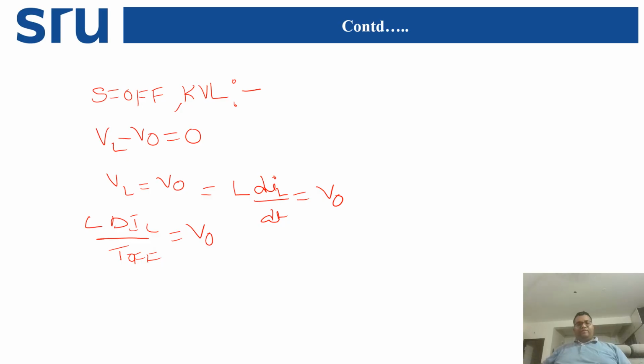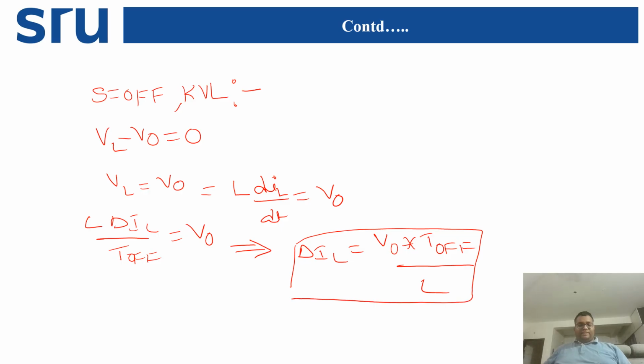Now from this, how can we write delta IL? One minute, I will indicate it in a clear manner. Here delta IL we can write as V naught into T off divided by L. This is under the switch off condition. Previously that was the switch on condition, and this is the switch off condition.